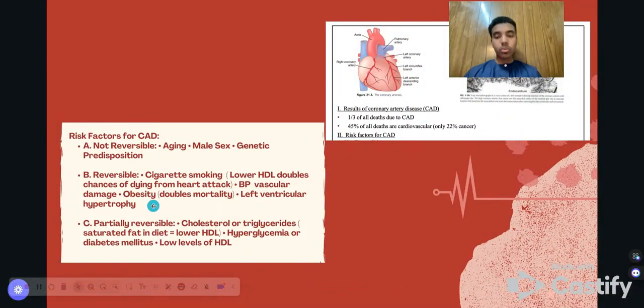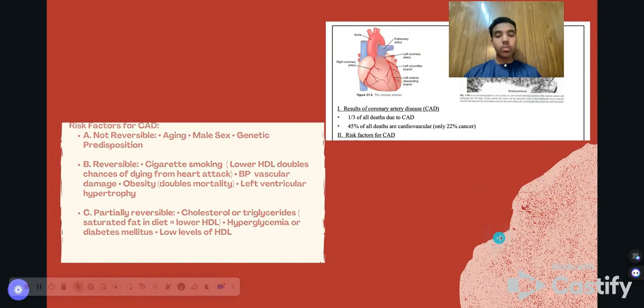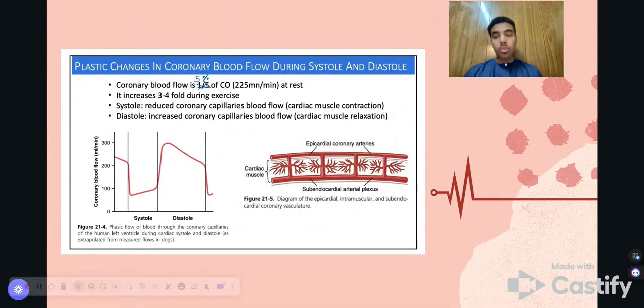These are all reversible. However, the partially reversible ones are cholesterol or triglycerides, saturated fat in diet, low HDL, also hyperglycemia or diabetes mellitus, which also causes low levels of HDL. Anyways, phasic changes in coronary blood flow during systole and diastole.